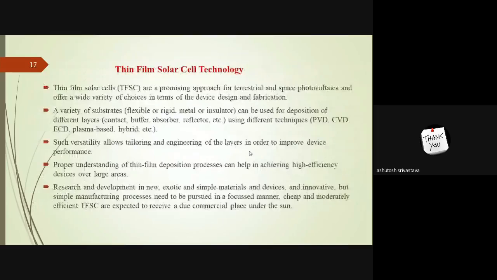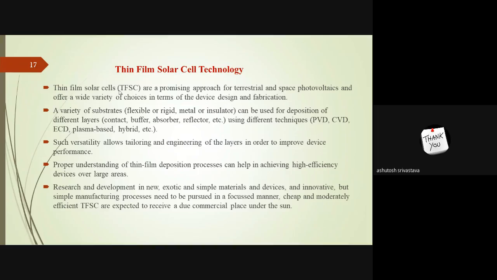Now, as per my topic, energy harvesting through thin film based solar cell technologies. So what is this thin film based solar cell technology? I have told you about the third generation solar cell, wherein the width of my absorber layer was very thin. It used to be a few microns and in nanometers. So thin film solar cells are a promising approach for terrestrial and space photovoltaics and offer a wide variety of choices in terms of device design and fabrication. Because of these thin films, the efficiency is also very good, and the cost of production goes very low.